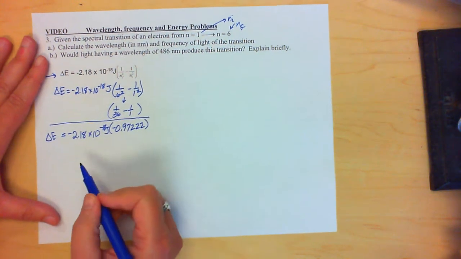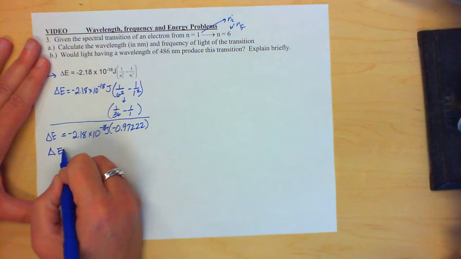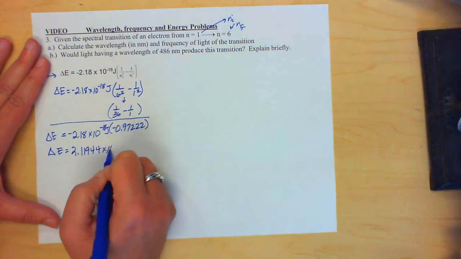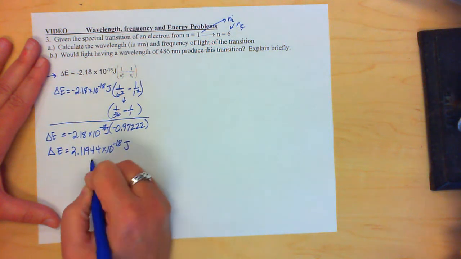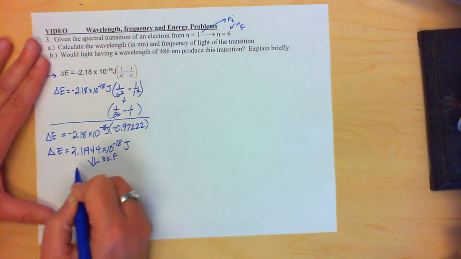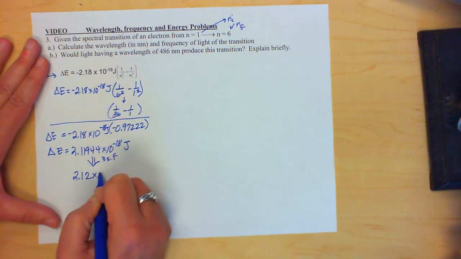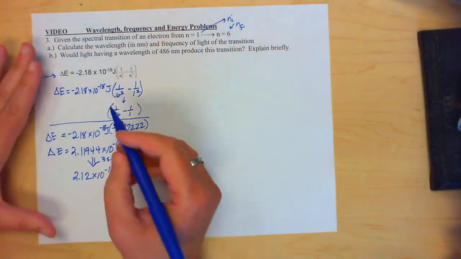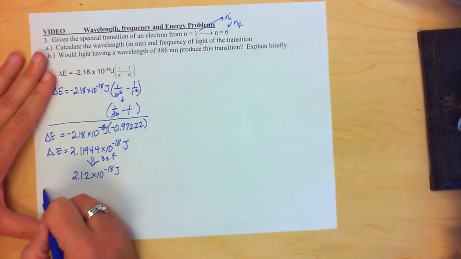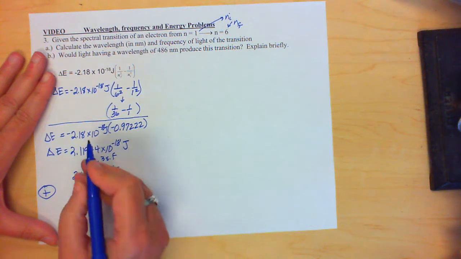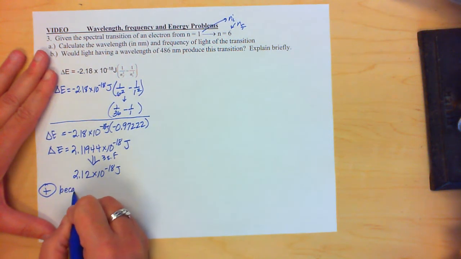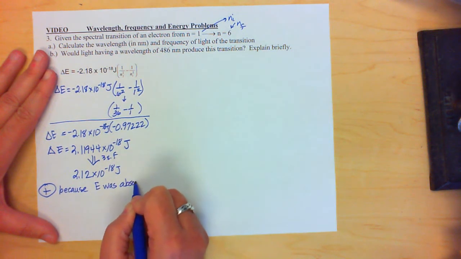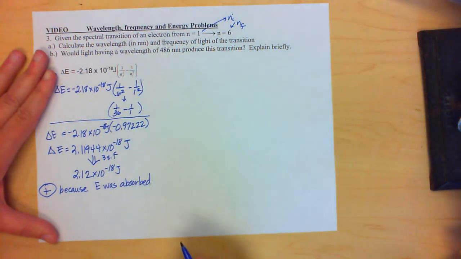so I'm going to put a line there so that we've done the work. Delta E comes out equal to 2.11944 times 10 to the negative 18th joules. At 3 significant figures, we'll get 2.12 times 10 to the minus 18th joules. Now notice that we had a minus on a minus, which gave us a positive. The positive and the negative, or directionality, is positive because energy was absorbed, because we went from a lower energy level to a higher energy level.